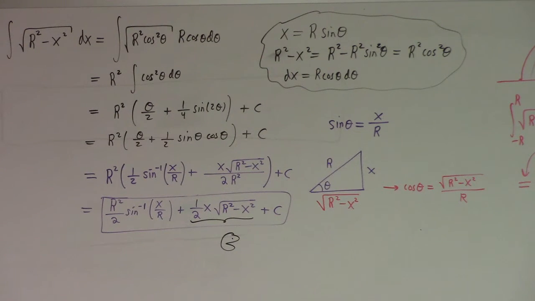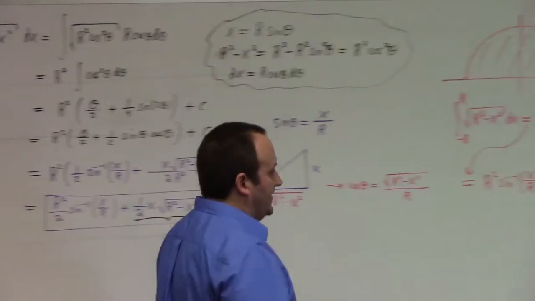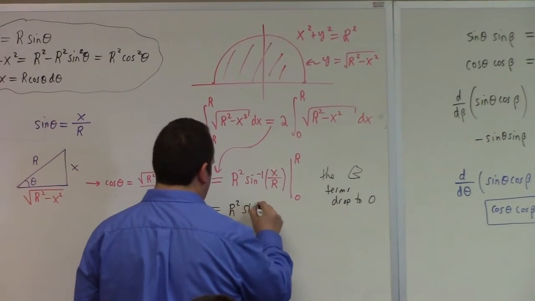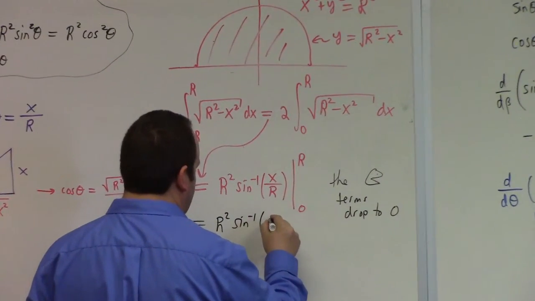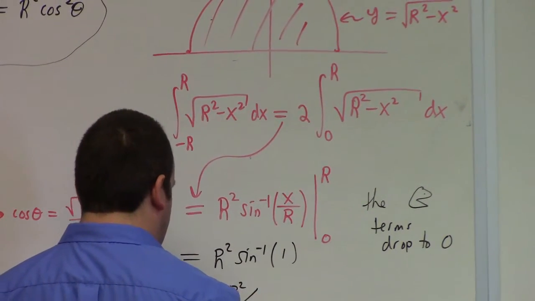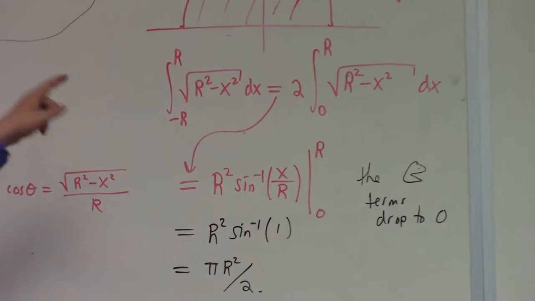0. So when we evaluate that part of the antiderivative at the bounds, 0. The only thing that survives is the inverse sine of what? Inverse sine of r over r, otherwise known as 1. So we get pi r squared over 2, which makes sense. That's half the area of that circle.